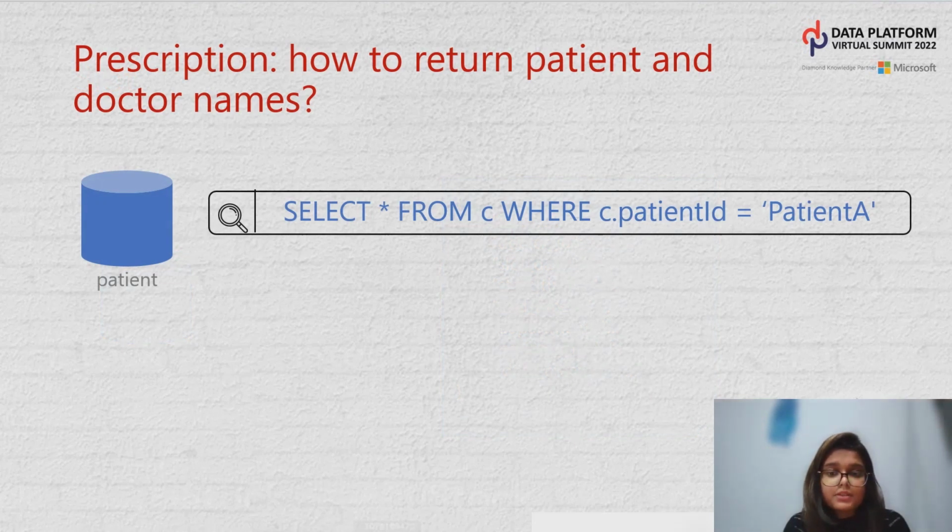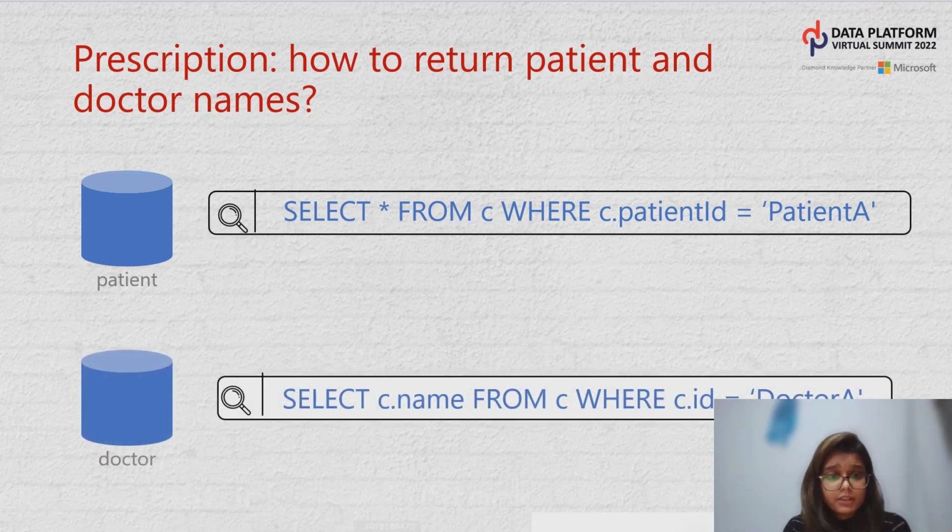But the question comes, how to return patient and doctor name. Whenever we want appointment information, we would want to see what is the doctor name and what is the patient name. So whenever an appointment comes, you want to call the patient name and you want to see the doctor name to inform the patient. In order to do that, we'll have to query the patient container to find the patient name. Similarly, for doctor name, we'll have to query the doctor container.